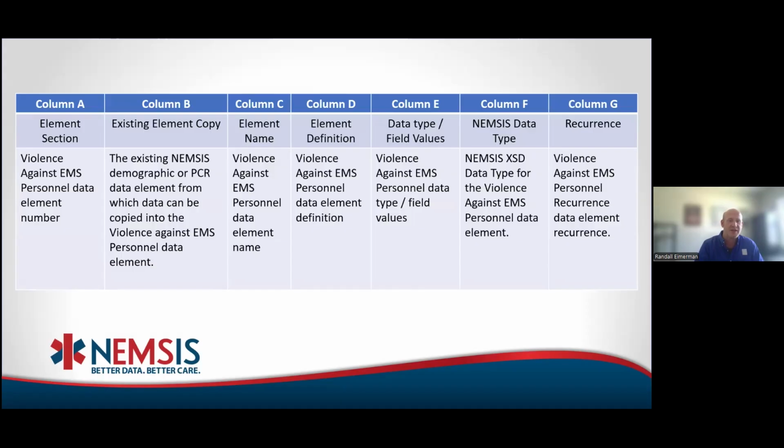Column B, the existing element copy. So this is the existing NEMSIS demographic or PCR data element from which data can be copied into the violence against EMS personnel data element. Column C is the element name, which is the violence against EMS personnel data element name. Column D, the element definition, the violence against EMS personnel data element definition. Column E is the data type or the field values. So once again, just the field values for this data dictionary. Column F, the NEMSIS data type, so the NEMSIS XSD data type for the violence against EMS personnel data element. And then column G is the recurrence, the violence against EMS personnel recurrence data element.